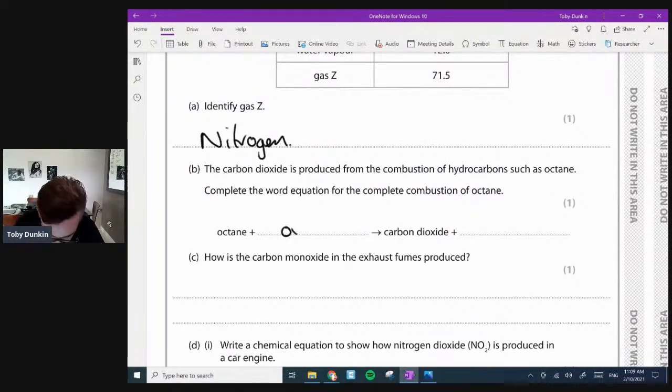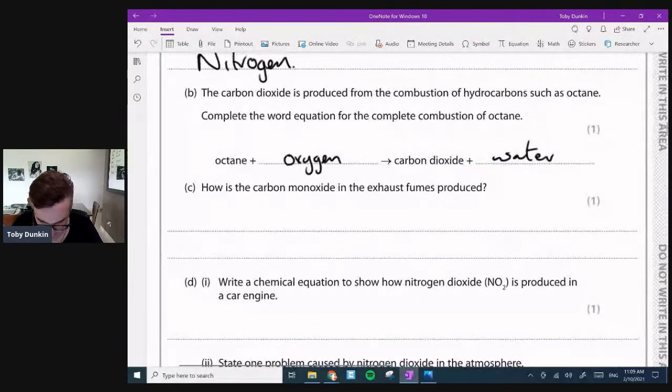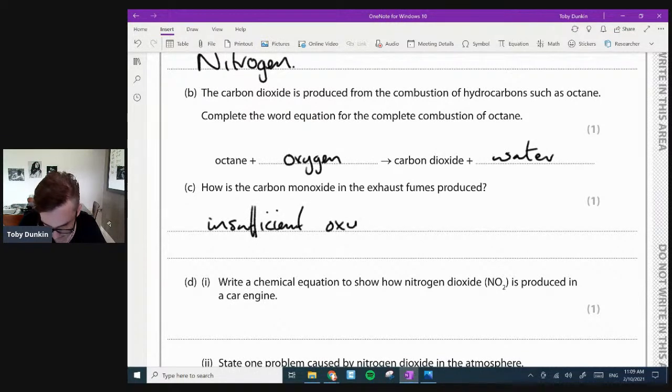Carbon dioxide is produced from the combustion of hydrocarbons such as octane. Complete the word equation. Nice and easy. Oxygen, carbon dioxide, and water. No need to balance because it's in words. How is the carbon monoxide produced? Insufficient oxygen, insufficient oxygen for complete combustion.